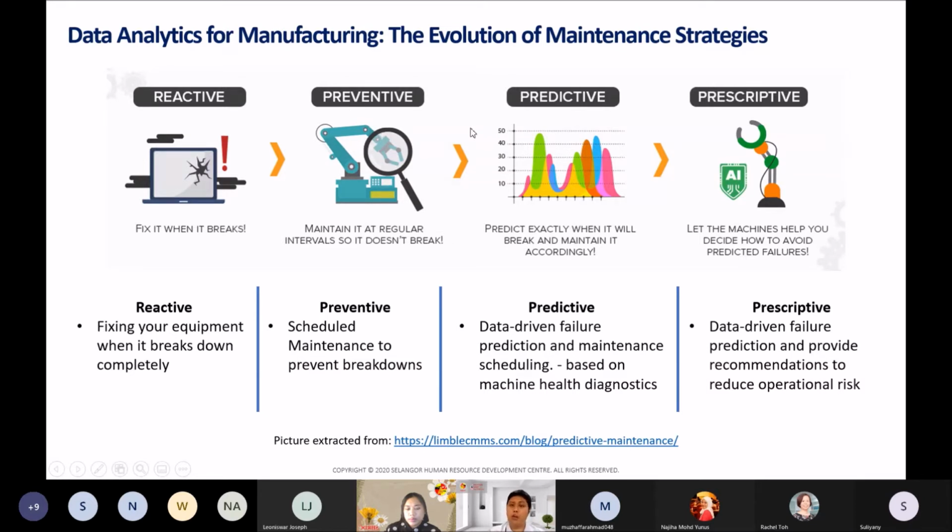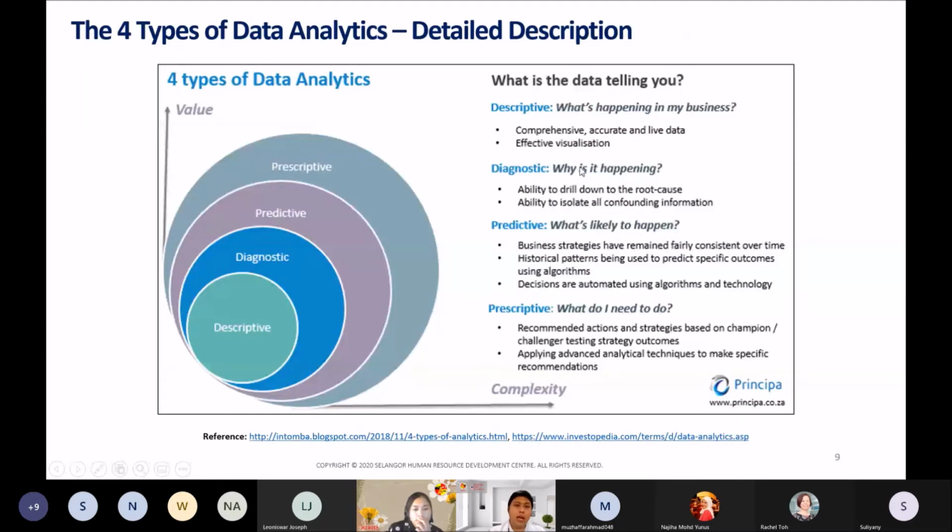Let's say you drive in Kuala Lumpur or in certain areas with heavy traffic jams. Therefore, you need to service your car more frequently compared to those who travel on a straight highway with no jam at all. So predictive maintenance helps you predict when you need to do your maintenance and which part is giving you the bad signals. So the 4 types of data analytics in more detail are descriptive, diagnostic, predictive, and prescriptive kind of maintenance strategy.